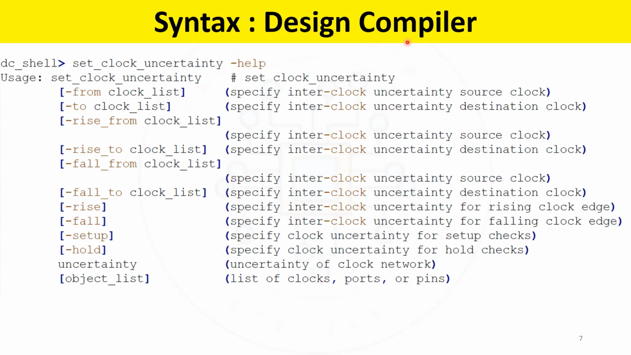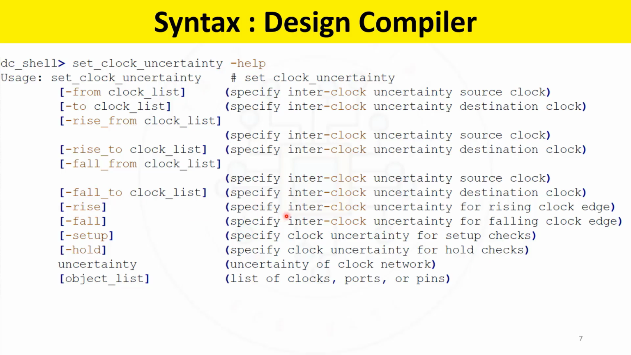Now coming to the syntax, according to Design Compiler, set_clock_uncertainty. These are the switches: -from, followed by the clock list. This will specify inter-clock uncertainty, that is the source clock. Next, -to specifies inter-clock uncertainty for the destination clock. Next, there will be -rise_from, -fall_from, -rise_to, -fall_to. -rise_from followed by the clock list specifies inter-clock uncertainty for the source clock. So remember, if it is from, it will be the source clock. If it is to, it will be the destination clock.